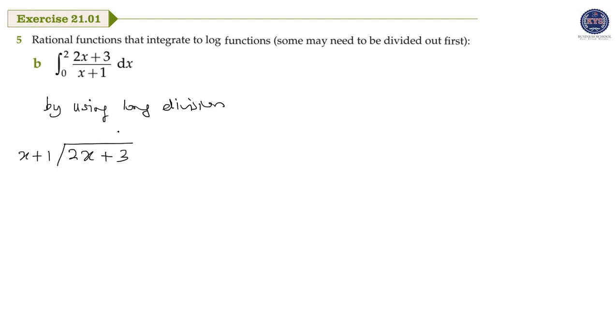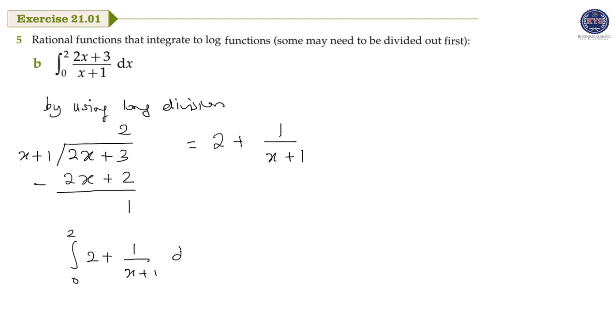So the suitable quotient over here would be 2 lah, right? Multiply by 2, you will have 2x plus 2. Ada reminder? Yes, there is a reminder, which is 3 minus 2 is 1. So put in the form of quotient plus reminder, so 2 plus 1 over x plus 1. So integrate from 0 to 2, 2 plus 1 over x plus 1 dx.